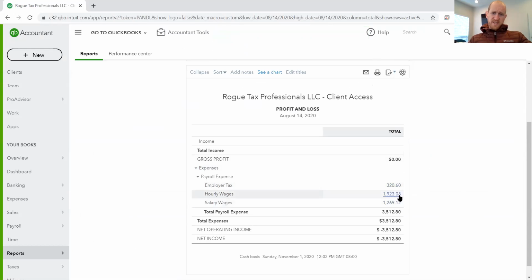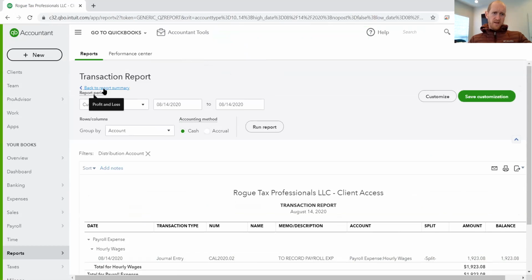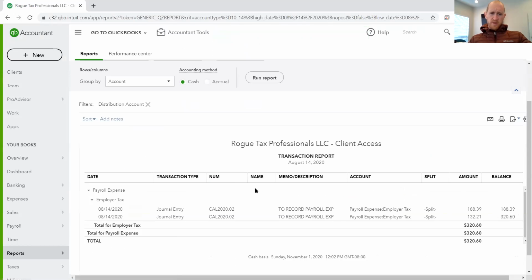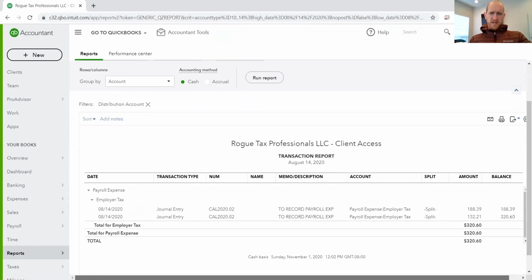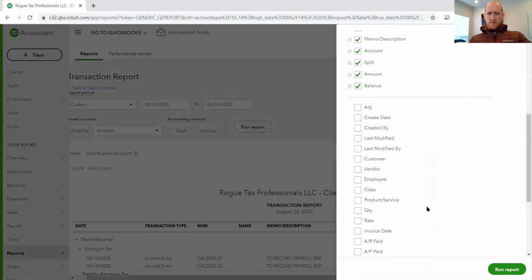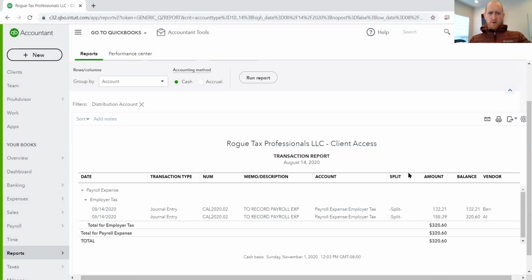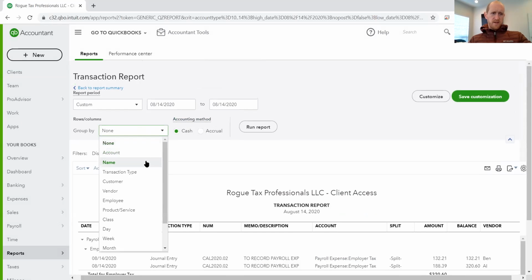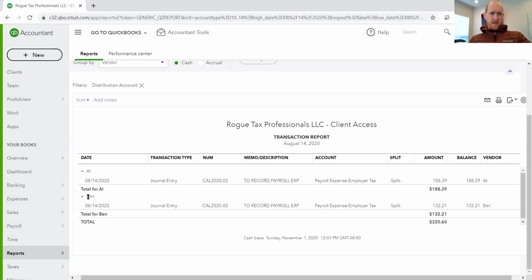And then if you want to see what's my hourly, or actually, you know what, there's not enough people in there. So I'm going to go to employer taxes. I want to know how much each of these employees are costing me from this perspective. You can then change the columns. I'm going to add vendor. Unfortunately, even though it says name, it won't come up, but it will come up if you say vendor. Run report, and then I'm going to group by vendor, and then it's going to have Al and Ben, and that's what you want to do.